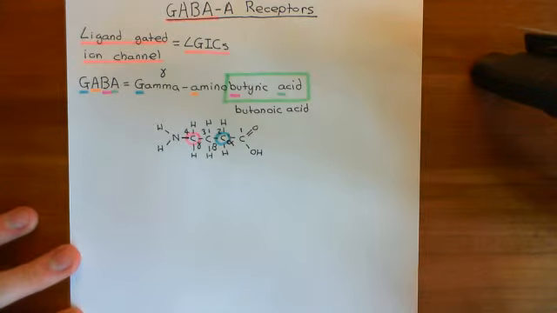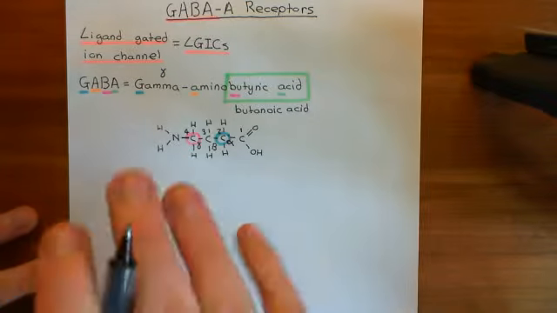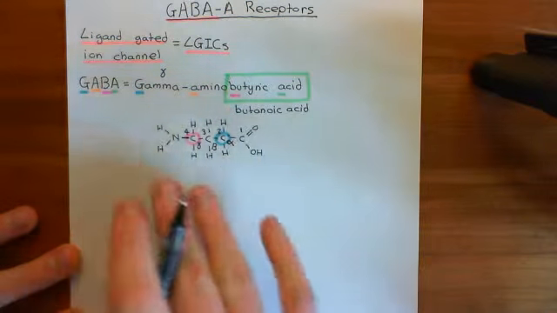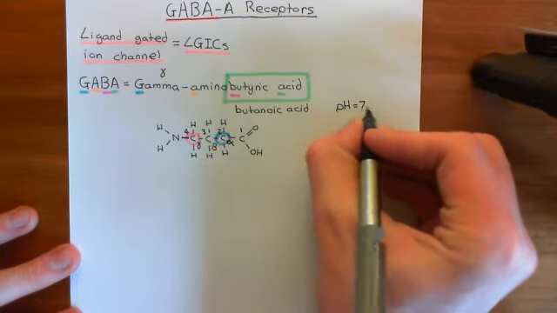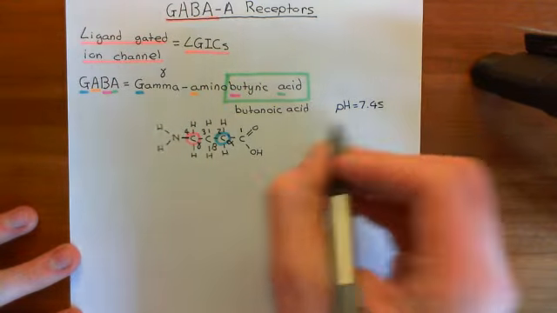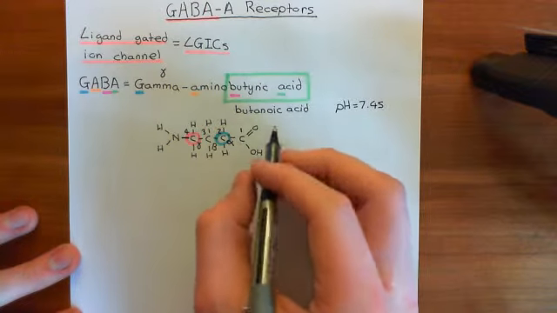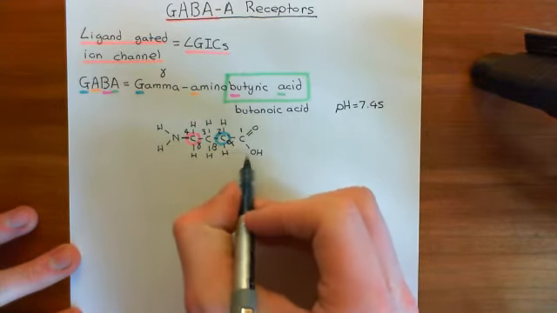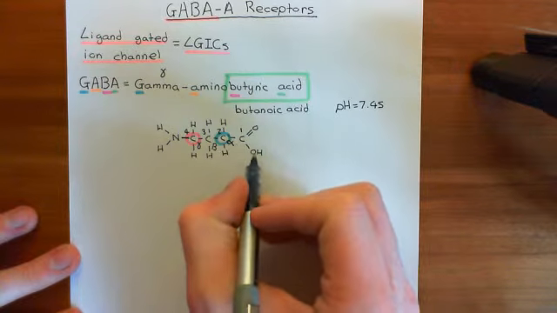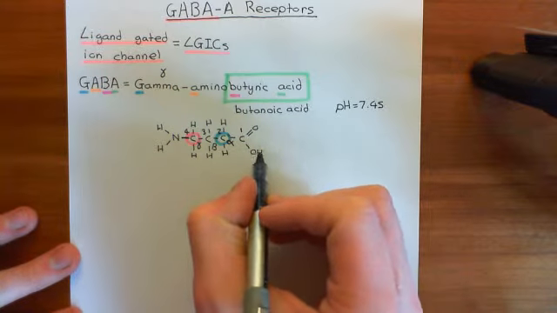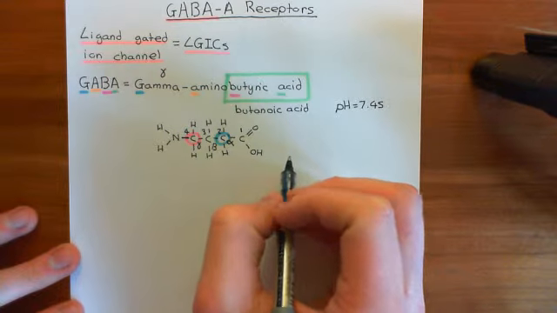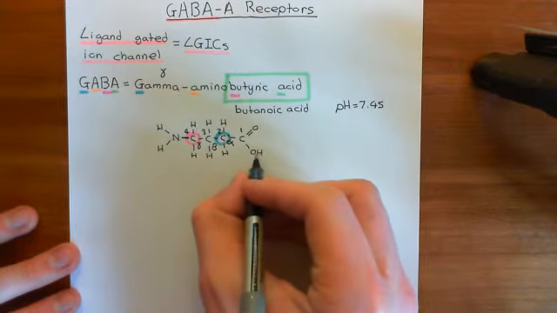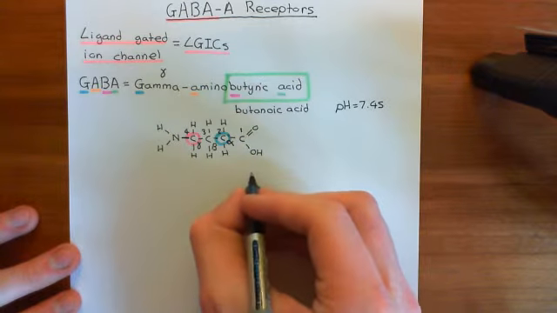Okay, now, the subtle point that I want to talk about is that the actual molecule, if you put this in normal physiological pH, which is around 7.45, doesn't exist in this form, because this carboxylic acid group here is an acid group. What that means is that it is capable of donating a proton away into solution. Specifically, this proton on the alcohol group here can be donated away into solution.